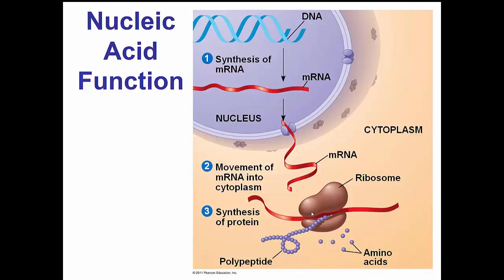So the three major types of RNA are the mRNA, the messenger RNA that codes for protein, the tRNA, the transfer RNA that brings amino acids to the ribosome, and the rRNA that's actually a structural component of the ribosome. And we'll talk more about that in the next couple of chapters.